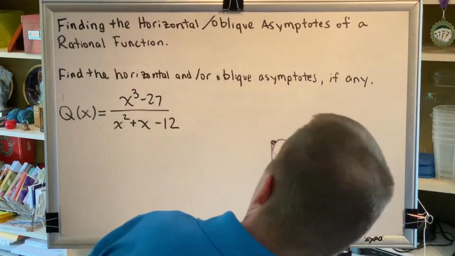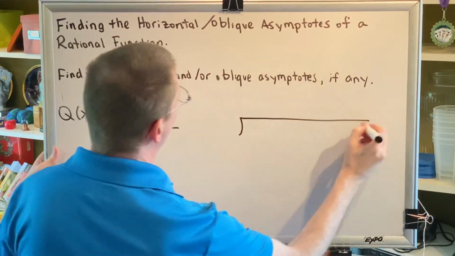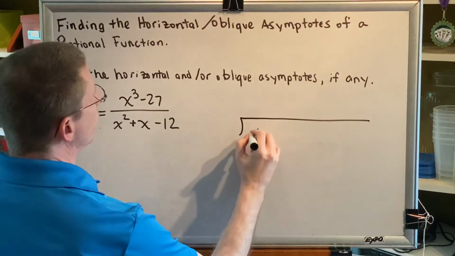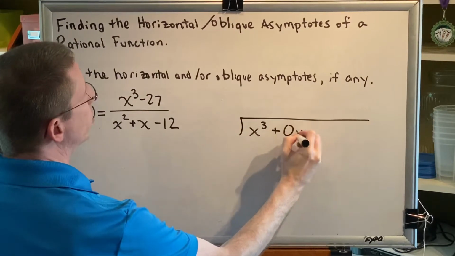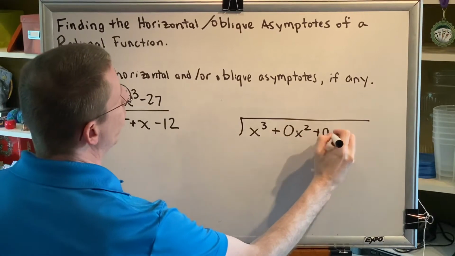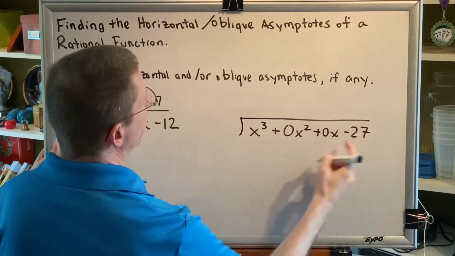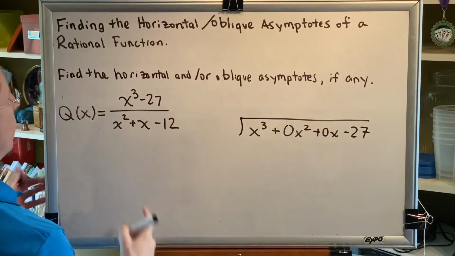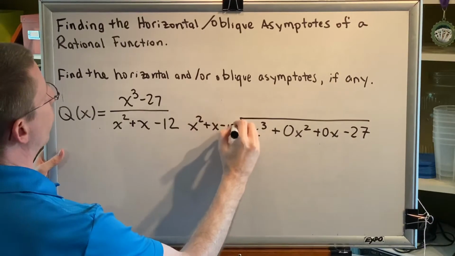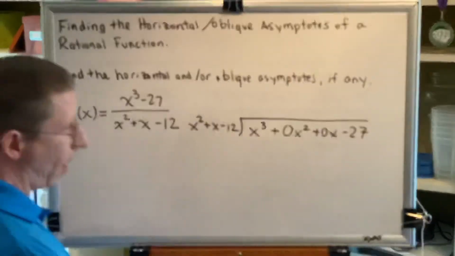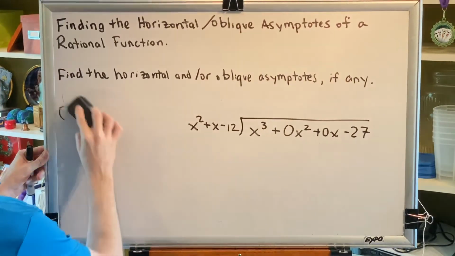First, let's set up our polynomial long division problem. The numerator, x cubed minus 27, is going to go underneath our division bar. And because we are missing 2 terms, the x squared term and the x term, we have to place those in between the x cubed and the minus 27 with a coefficient of 0. Our denominator, x squared plus x minus 12, will go on the outside. To clear some space, I'll now move this over.